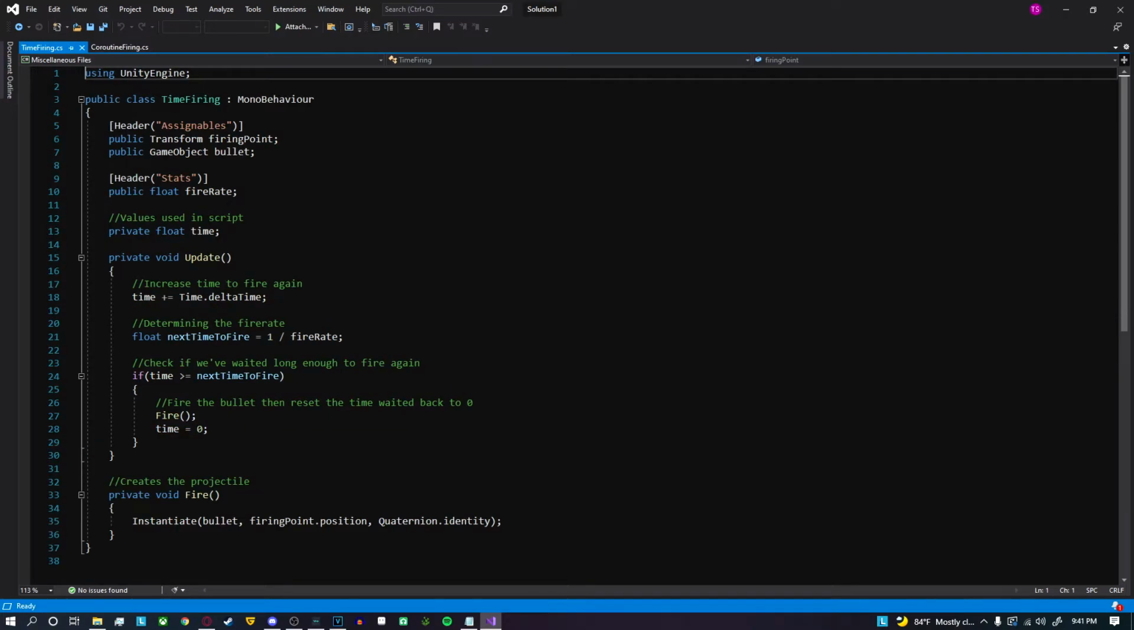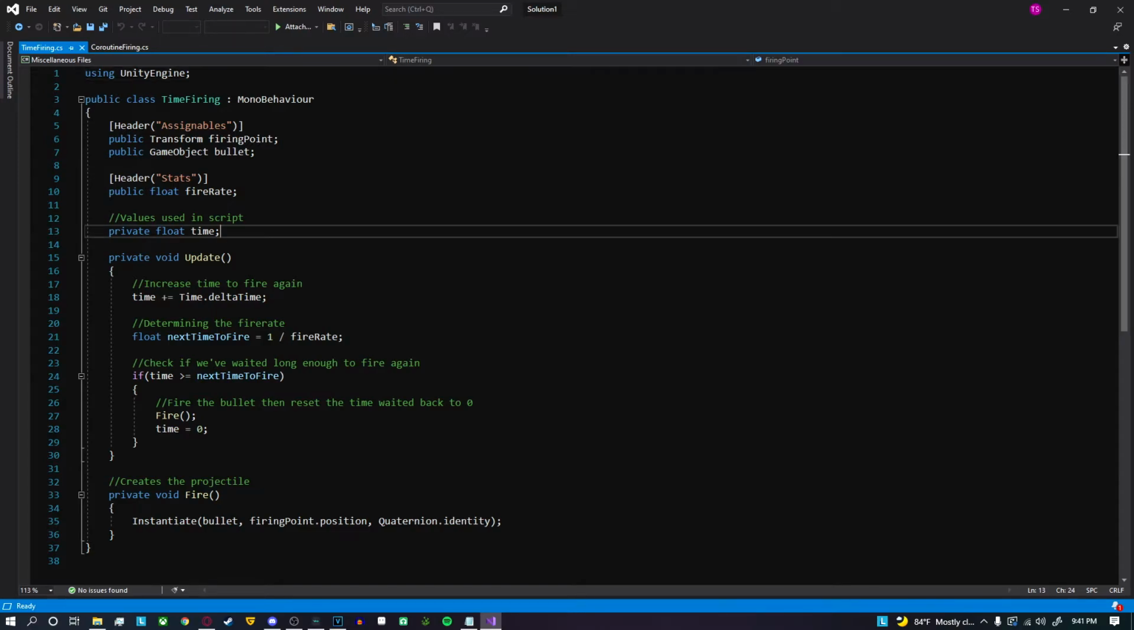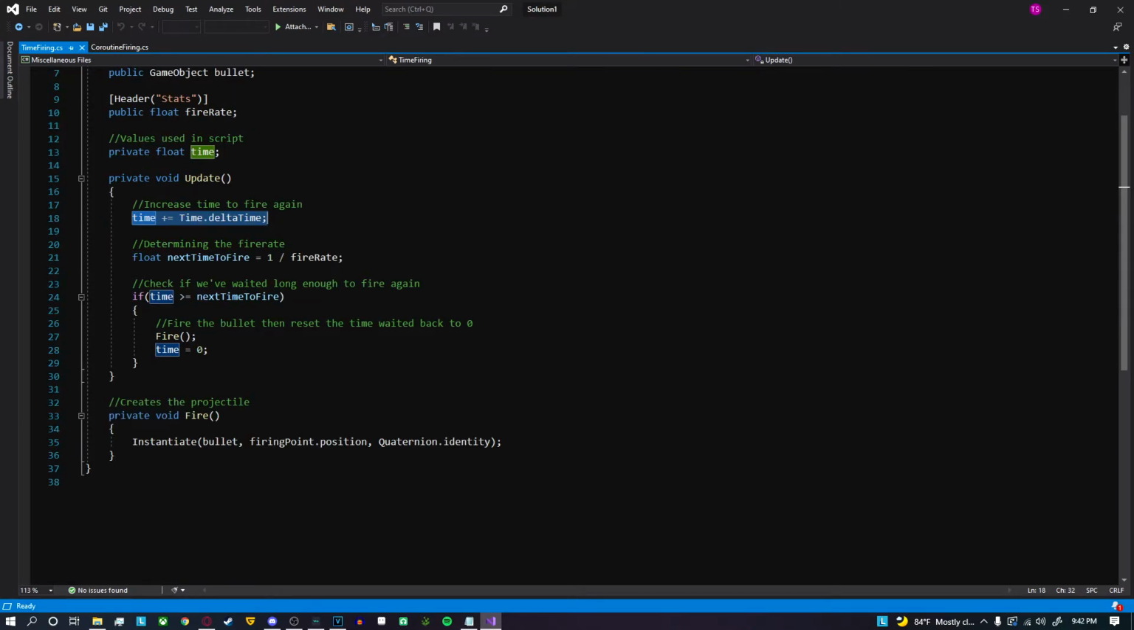fire again. Inside of the Time.deltaTime based firing, we're going to need a float to determine the amount of time we've waited. So I just have a private float time. We're going to increase the time that we've waited by Time.deltaTime, which is the time between frames. And then we're going to determine the time we have to wait to fire again. So 1 divided by, let's just say 4, is 0.25 seconds. It's the exact same math as inside the coroutine-based scripting.